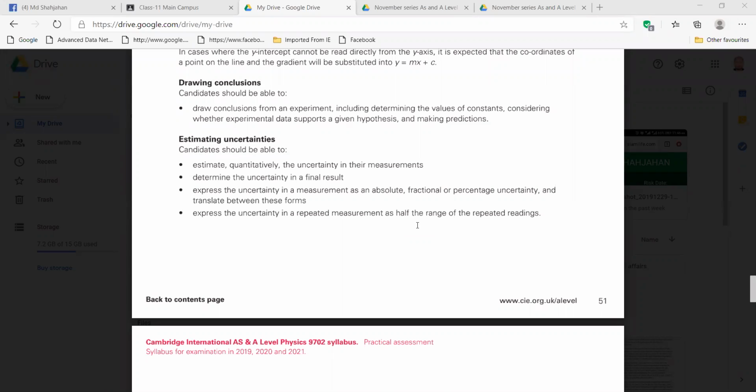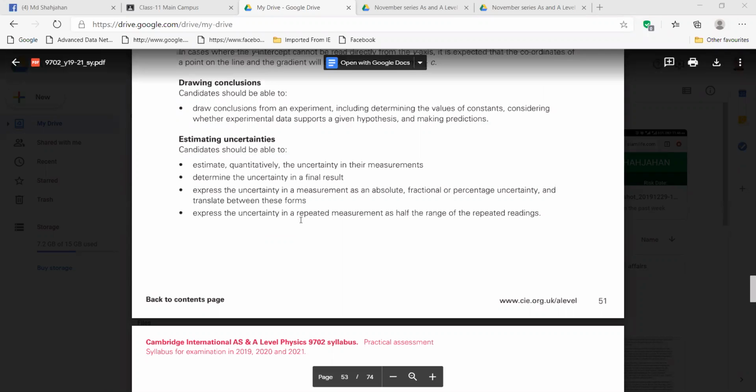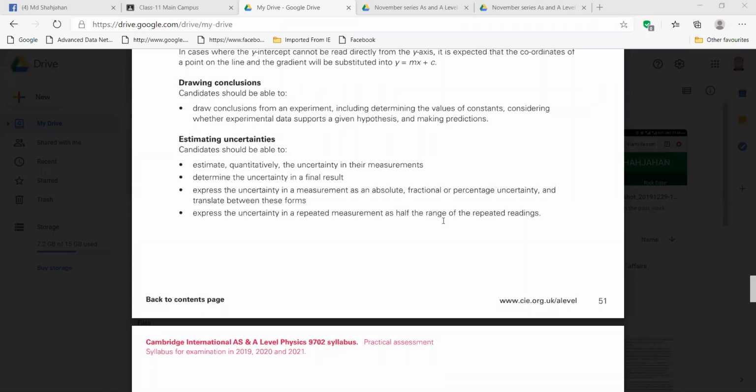So it's clear to you about the last part? Express the uncertainty in repeated measurements as half the range of repeated readings. Did you hear me that time? I just heard till 0.5. Yes, 0.05. That time we should take it as half of the minimum value.